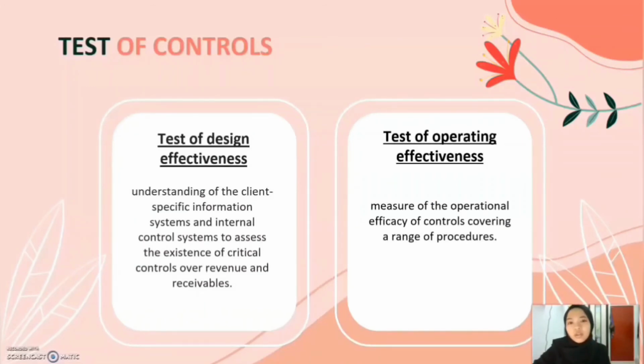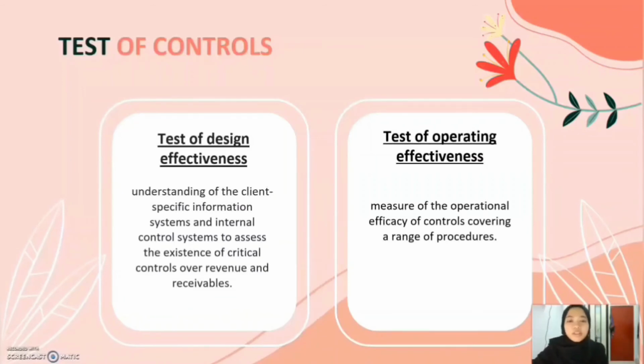The second test in the test of control is the test of operating effectiveness. In this test, the auditor will conduct a measure of operational efficiency that includes a range of procedures. The auditor can, for example, conduct an observation, performance, and also record inspection that include vouching, sales cut-off test, and also receipt cut-off test. In this test, it will determine the number of misstatements but not the size of misstatement, because the size of misstatement will be determined by the substantive procedure.